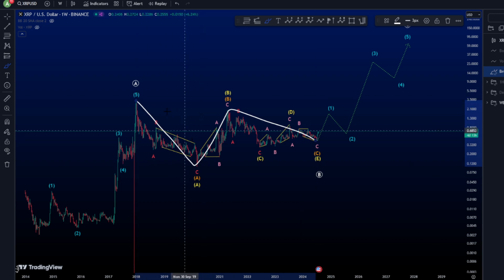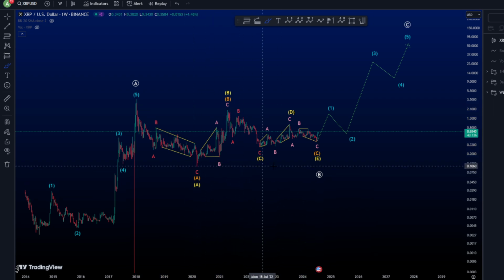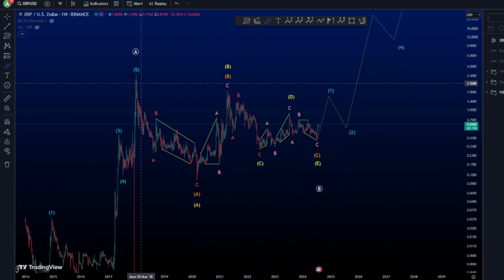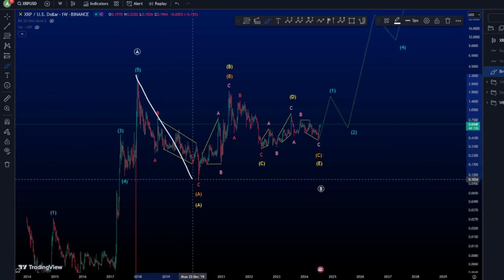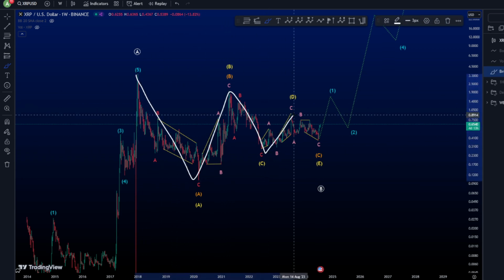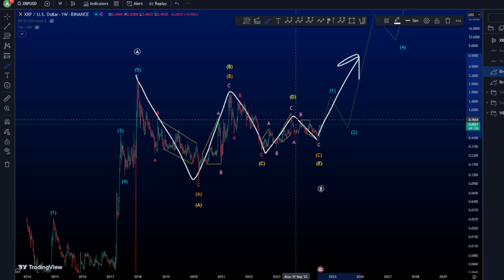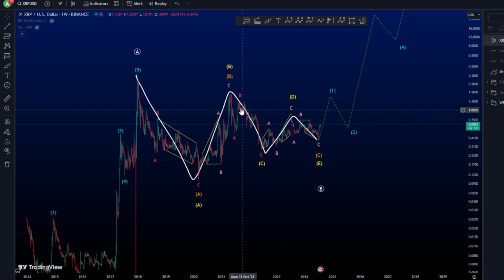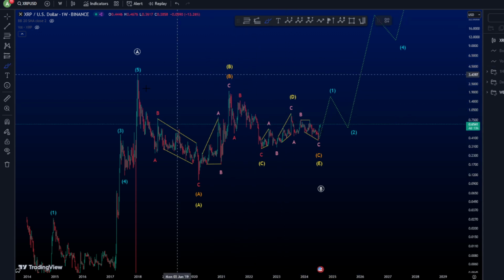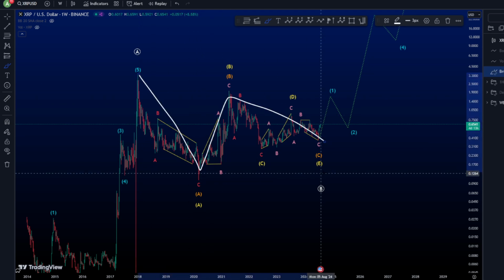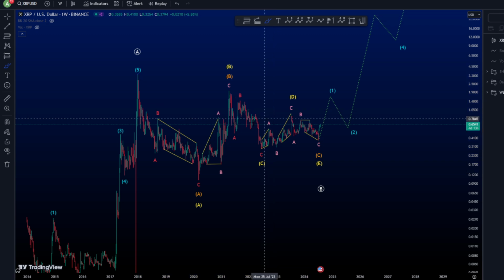It's a kind of running flat because the C did not finish almost under or at the same level of the previous C. However, another reading for this correction could be a triangle, finishing A, B, C, D, and E, with this wave E finishing towards the downside. That means we are expecting an upside run after this, and the same for the A, B, C as a running flat. After a correction, we are expecting a bull run.